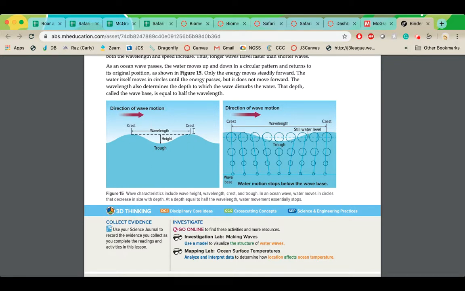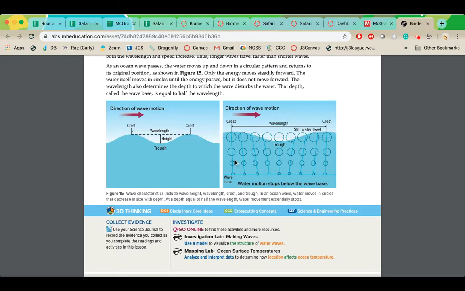And when you're discussing the height of the wave, you go from the trough, the lowest point, to the crest point, and that is your height. And then the energy of the wave at the surface, there's more energy in that wave, and it gets less and less until it dies out to the wave base where there's not much energy left.